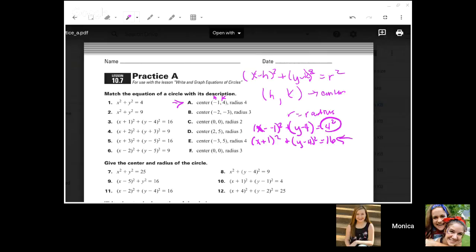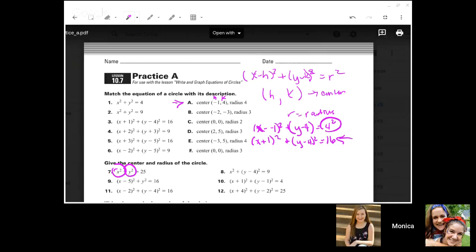Okay, now let's look down here at like 7 through 12. These you're given the equation and now you have to pull out the center and the radius. So if you look at number 7, you see there's nothing being added to the x and the y there. So if we're not really adding anything, what number is that? Nope, 1 actually has value that would add something.